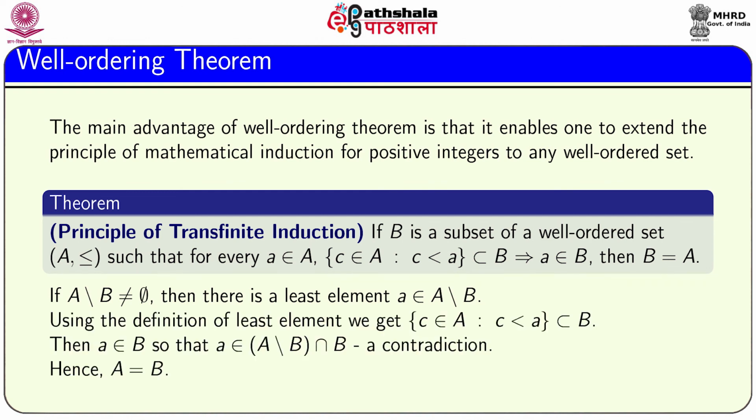but it says that whenever this happens, the point a will be inside B. Therefore, we get a contradiction that the point a is in A minus B as well as in B. So, it is in the intersection of B and A minus B, which is not the case. Therefore, A is equal to B.